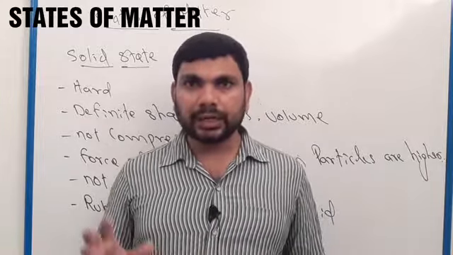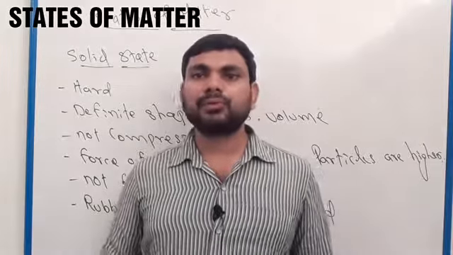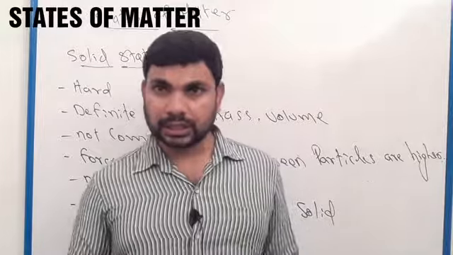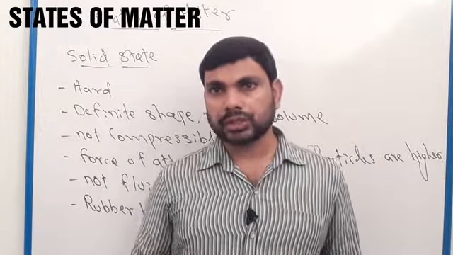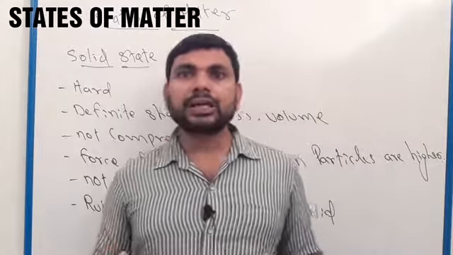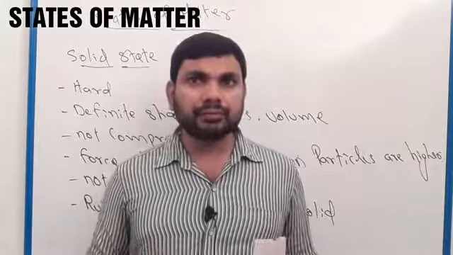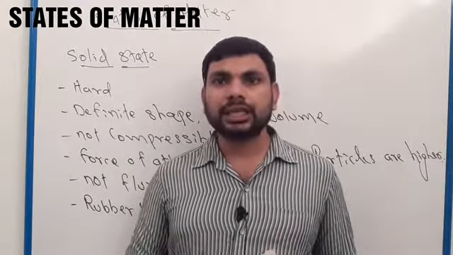Solid state: here ice, wood, metals, these are examples for solid state. Gases: carbon dioxide, oxygen, these are examples for gaseous state. Water, oil, kerosene, these are examples for liquid state. So matter we can classify mainly into three types: solid state, liquid state and gaseous state.